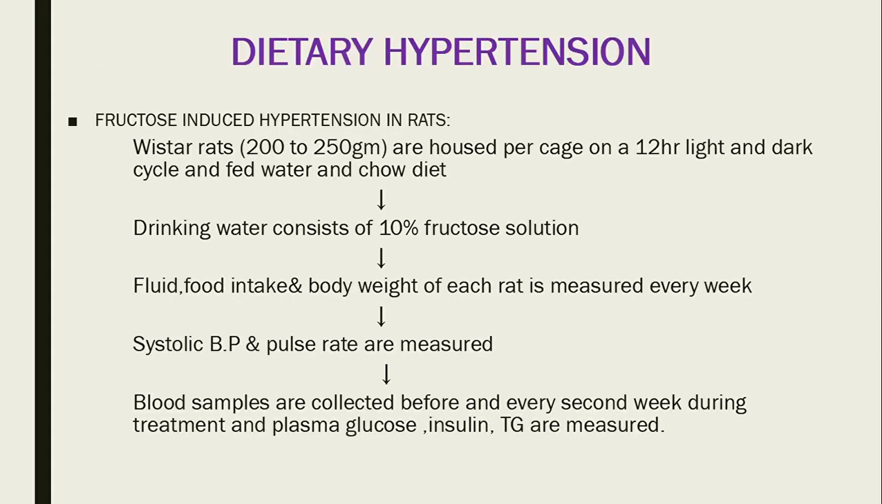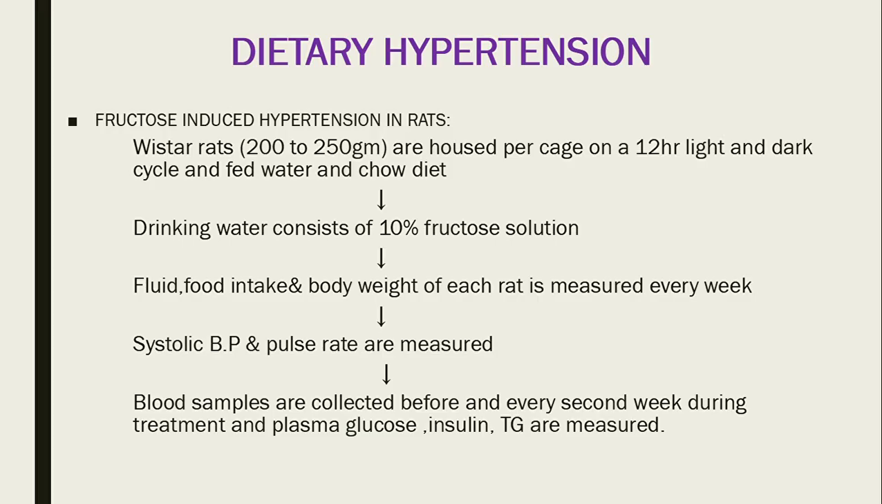Then another method is dietary hypertension, that is fructose induced hypertension in rats. Wistar rats of 200 to 250 gram are housed per cage on a 12-hour light and dark cycle and fed chow diets, and the drinking water consists of 10% fructose solution. Fluid and food intake and body weight of each rat are measured every week.